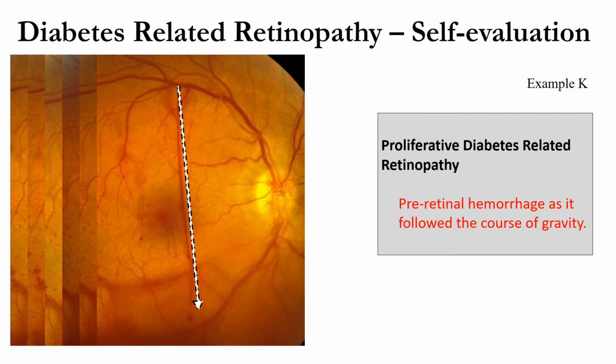In this example of proliferative retinopathy, these images show the effects of gravity on an active pre-retinal hemorrhage in real time.